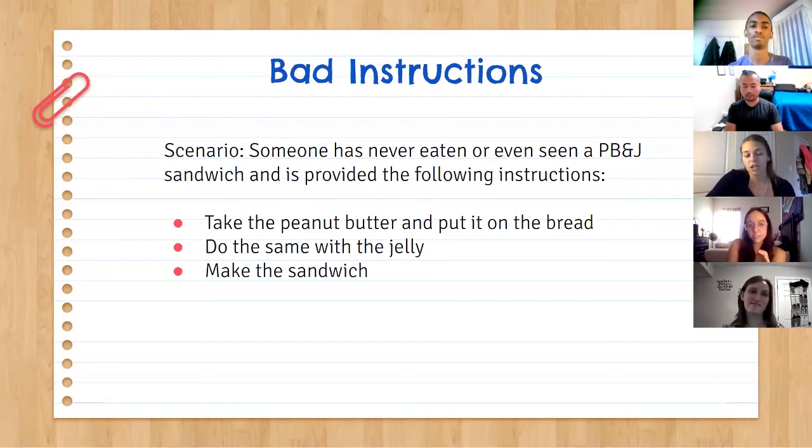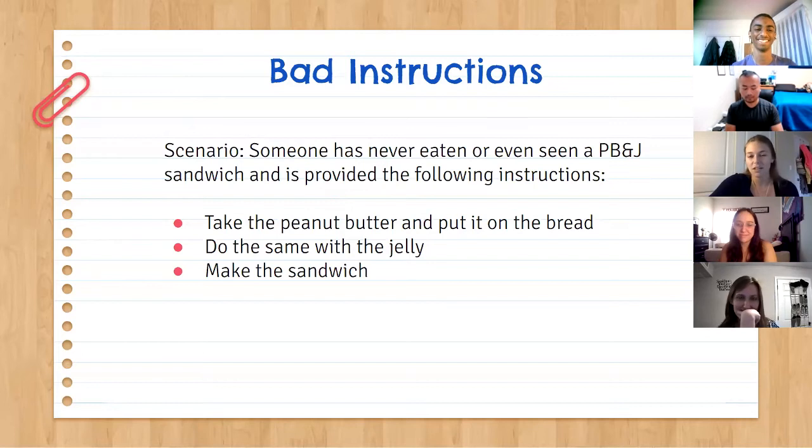Do the same with the jelly. Same peanut buttery hand, jar of jelly. Scoop it out, throw it on the other side of that piece of bread. Because why not? Same slice. It's all going in. John, disgusting. Disgusting. I mean, it all goes to the same place, right? And then make the sandwich.